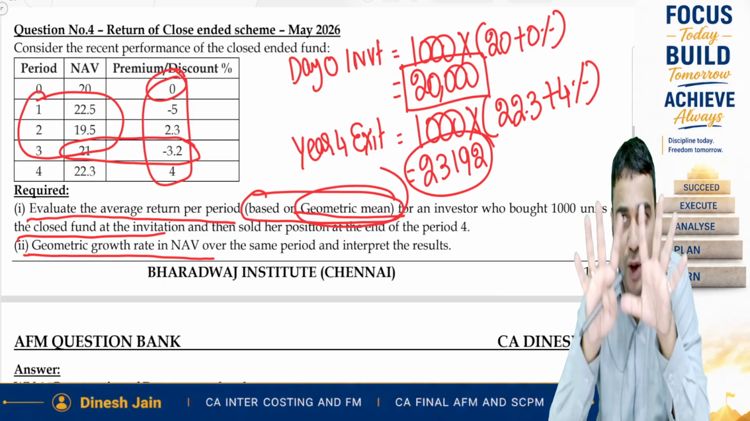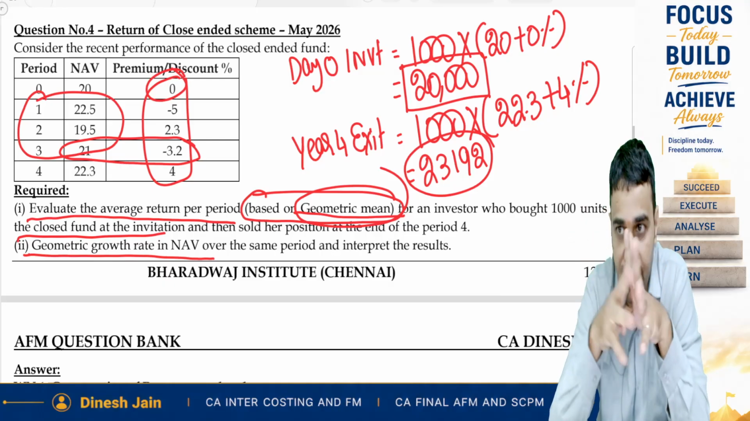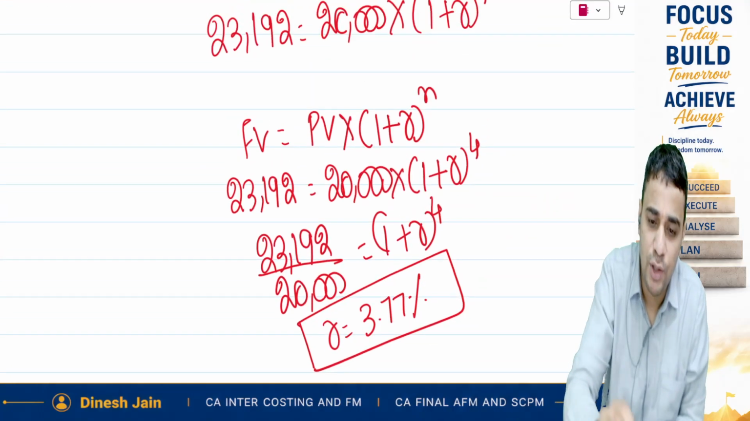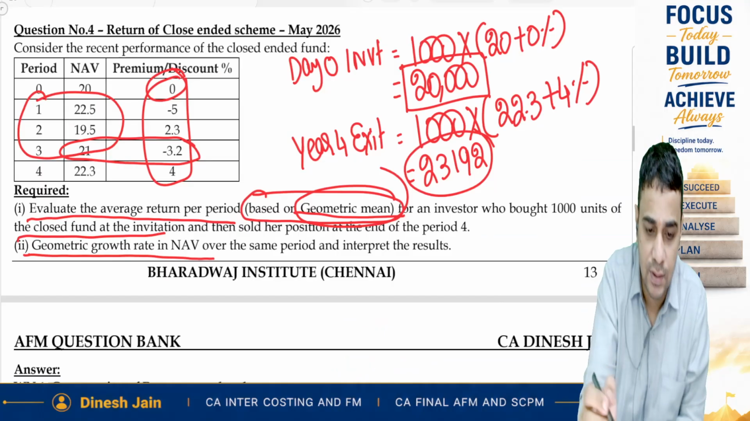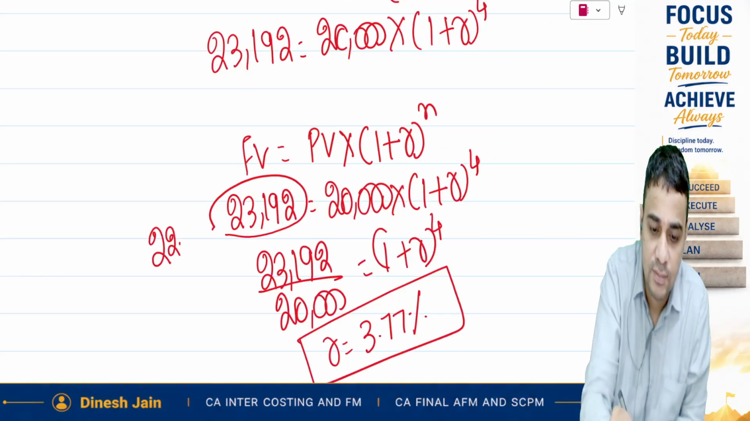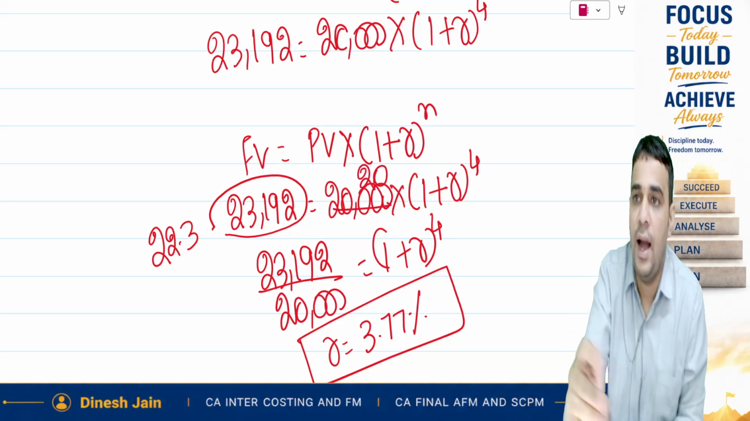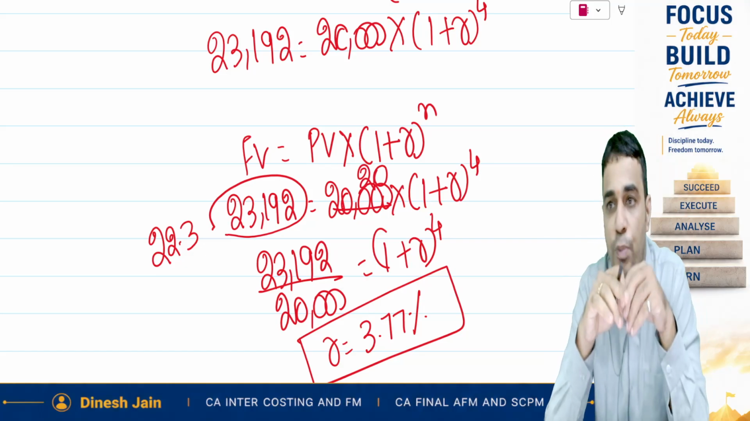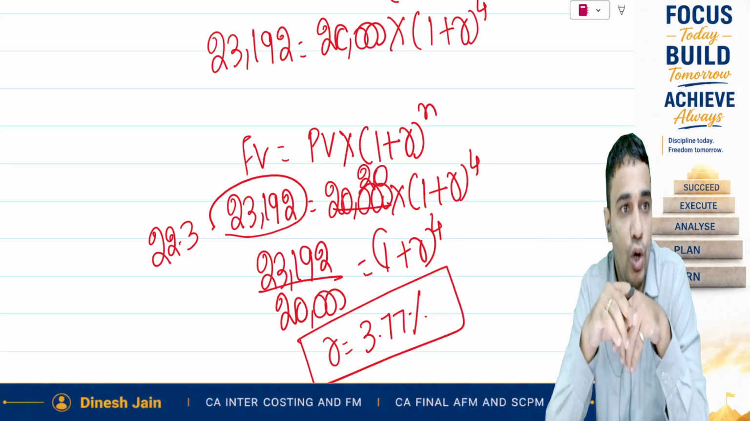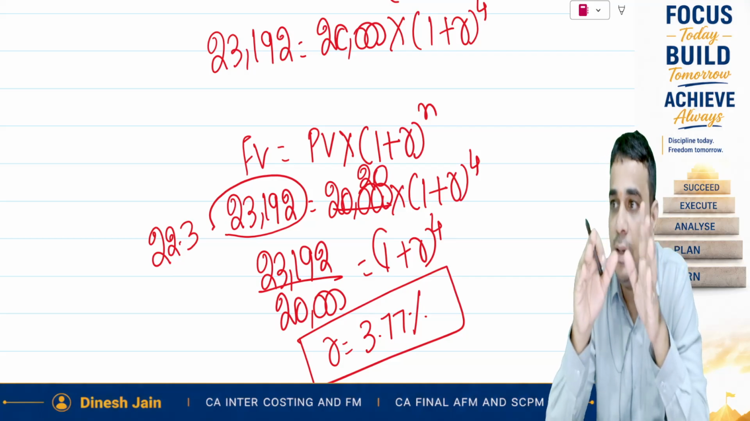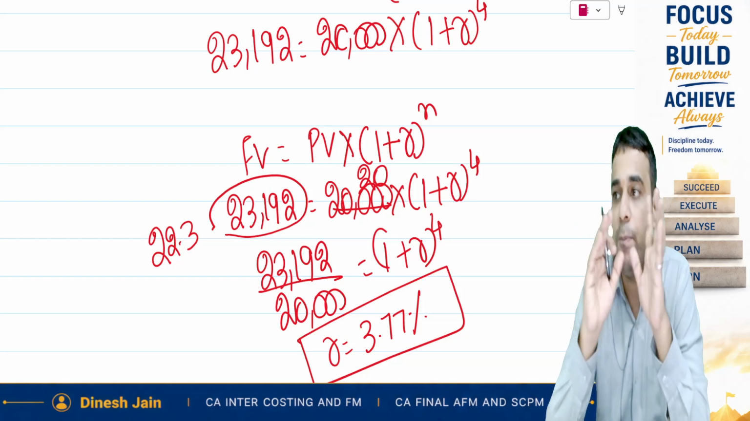You do not divide by 2. You are in the right direction. So tell me, what should I do? Very simple. I am going to write the future value for only one unit. Take the value as 20 and get the answer. 22.3 equals 20 into (1 plus r) power 4.